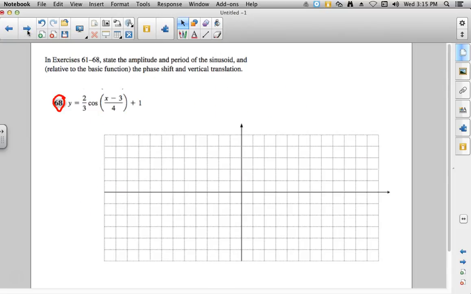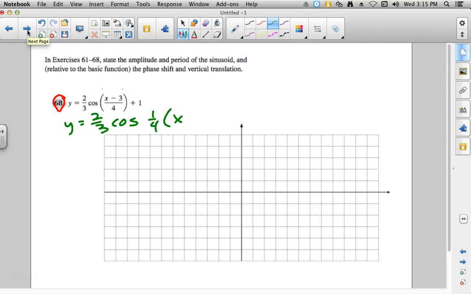Number 68. With this one, your questions were not about figuring out the phase shift, the vertical shift, and all of that good stuff, but let me just show you how we would break this up. And then we would figure out everything that we need here. So our amplitude is going to be 2/3, which means we have a vertical shrink of 2/3 there. We also have 1/4 that's affecting the x there for our b value. So that is actually a horizontal stretch factor of 4.